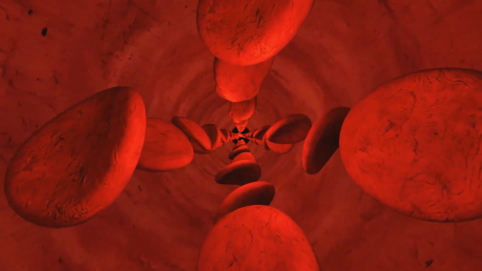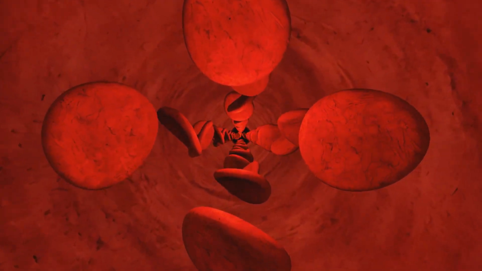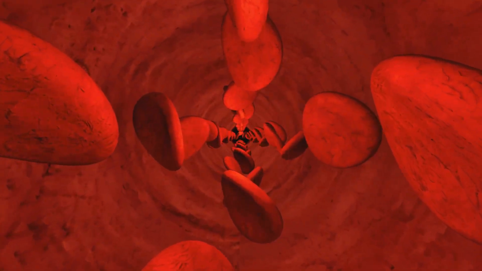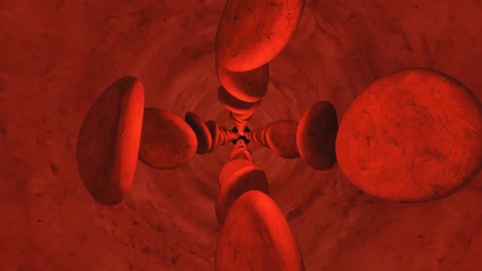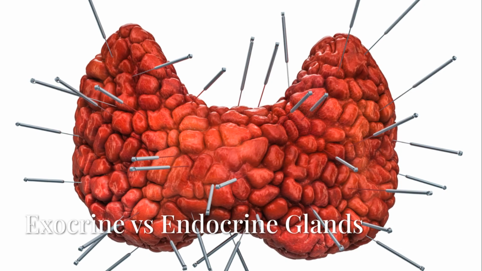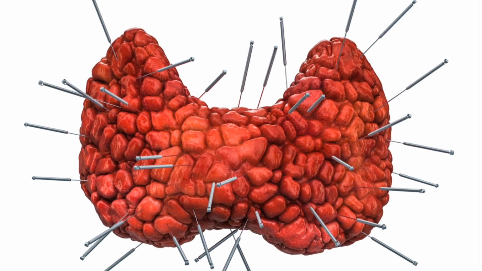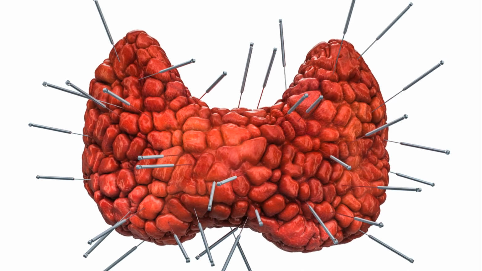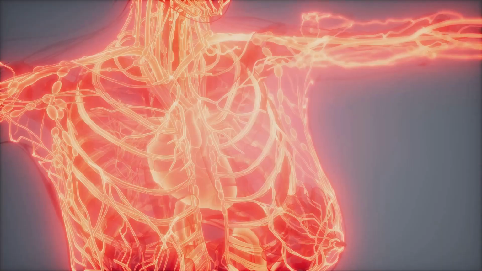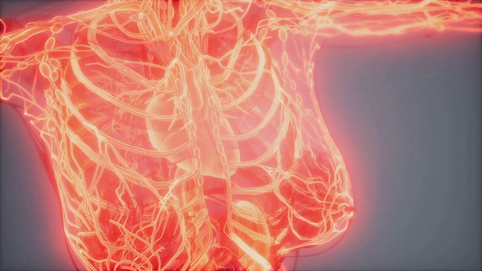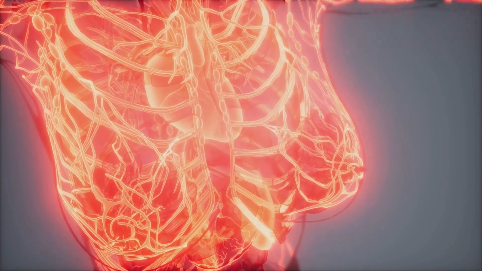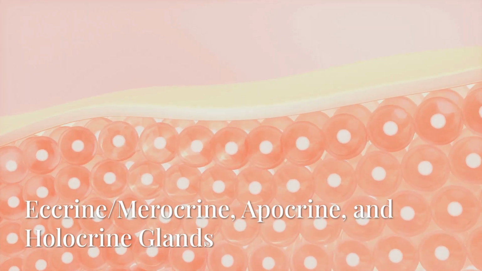Now, blood as connective tissue is actually pretty fascinating. Its main functions are to transport nutrients, gases, and waste, regulate temperature, and of course, protect against disease. Moving on, let's compare exocrine and endocrine glands. Exocrine glands secrete products through ducts like sweat glands do. Meanwhile, endocrine glands release hormones directly into the bloodstream, such as the thyroid gland.